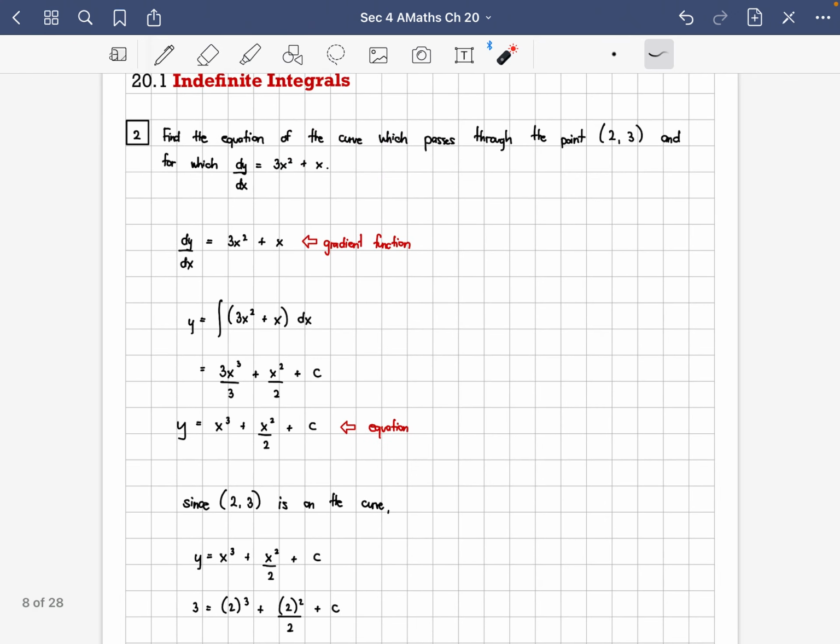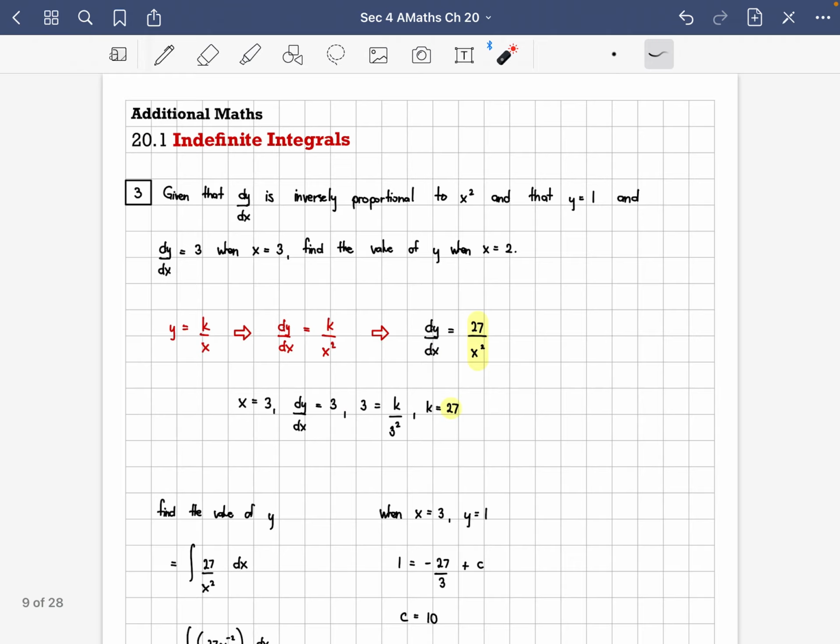And that is example number 2. Now let's go to the next example, number 3. Now in your books, this is example number 4 under indefinite integrals. Now listen carefully. Number 3.